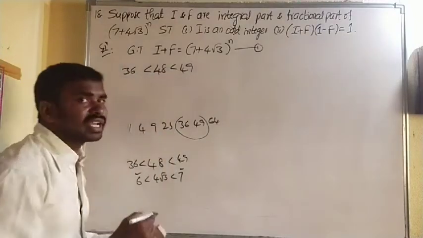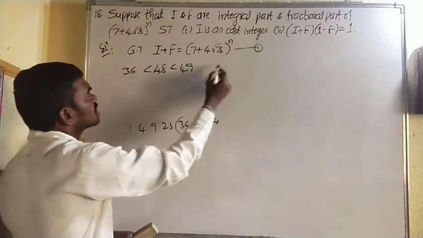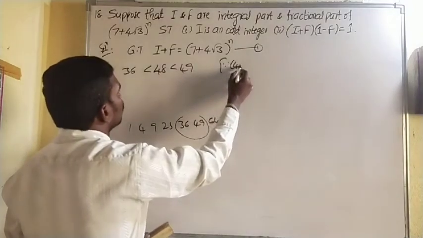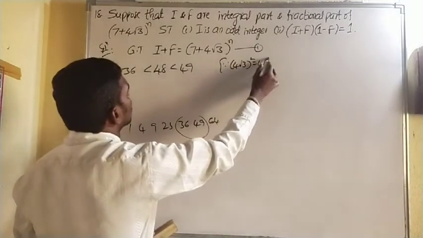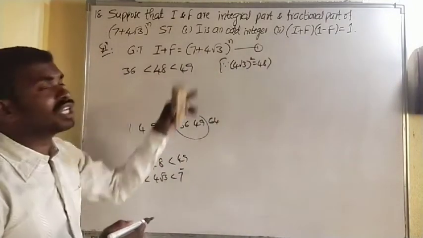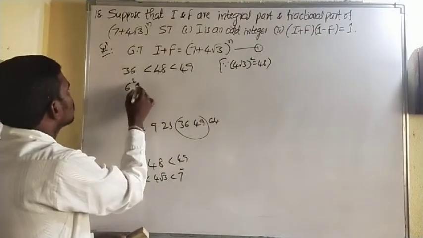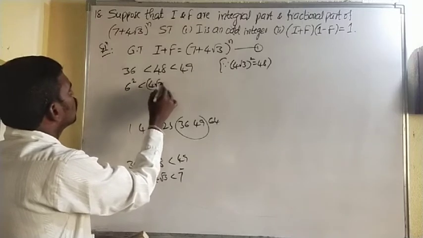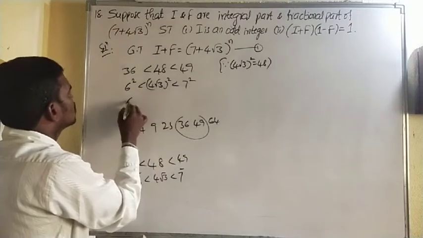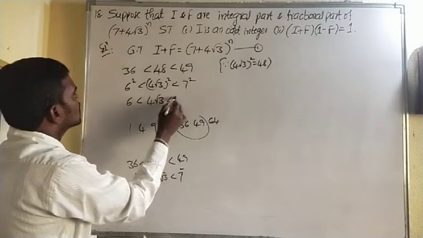Sir, why did you take this step? Because (4 root 3) squared is equal to 48. I have to express the limits of 4 root 3. So we can bound it. So 6 squared less than (4 root 3) squared less than 7 squared. So 6 less than 4 root 3 less than 7.